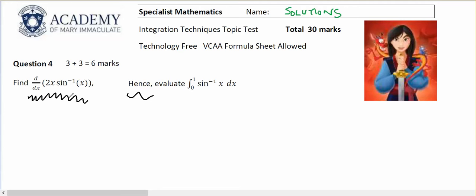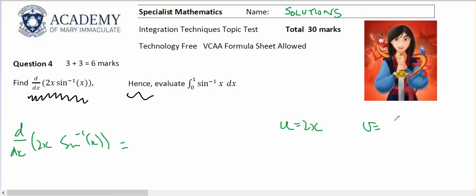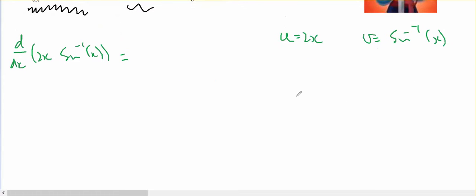Okay, so I need to take this derivative first. So d/dx of 2x inverse sine of x is going to be a product rule question where u equals 2x and v equals the inverse sine of x. So u dash will be 2 and v dash will be 1 on top of the square root of 1 minus x squared.